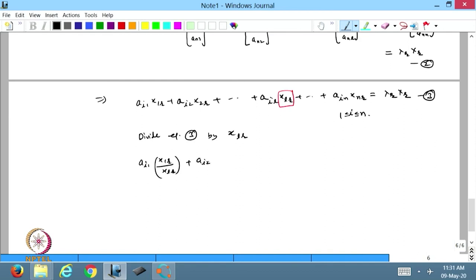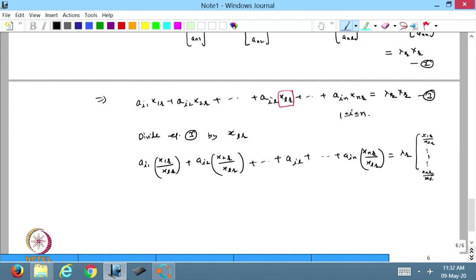plus A I 2 X 2 r over X L r plus A I L, and in the end I will get A I n X n r divided by X L r. From here I will get lambda r, and this is I am dividing by whole. So, this is again X 1 r by X L r, in the end I will get X n r over X L r. So this is what I am getting, that is equation number 4.